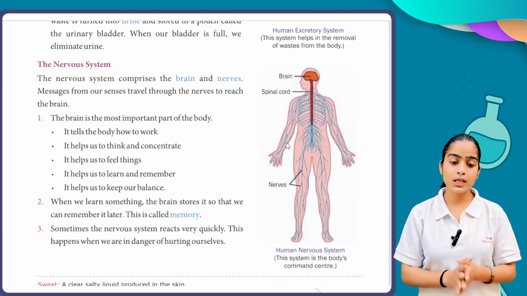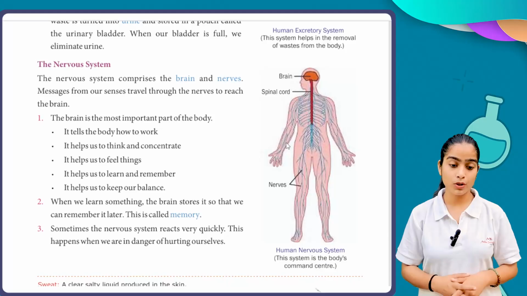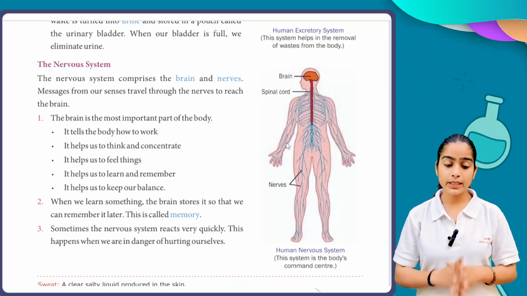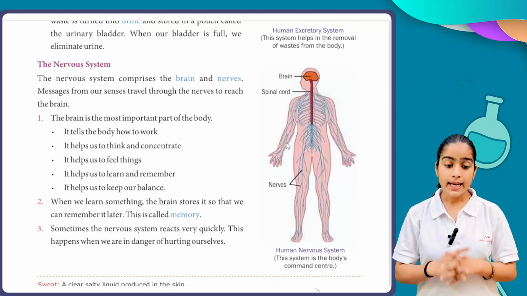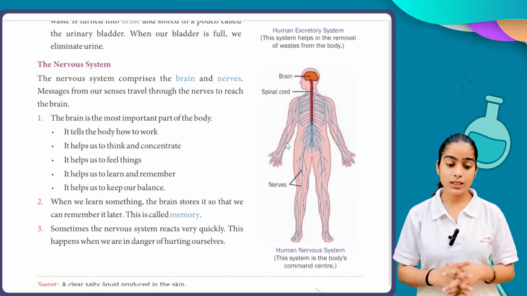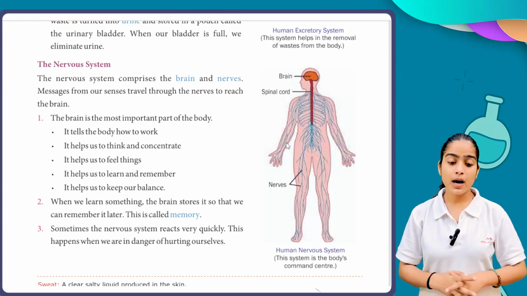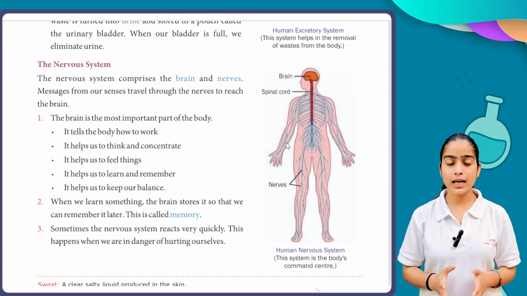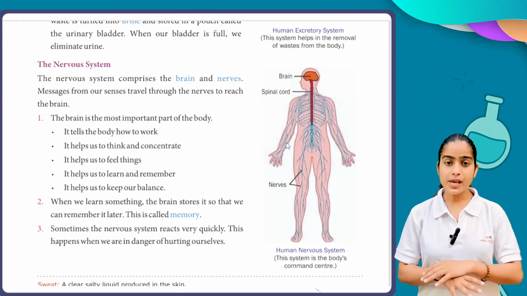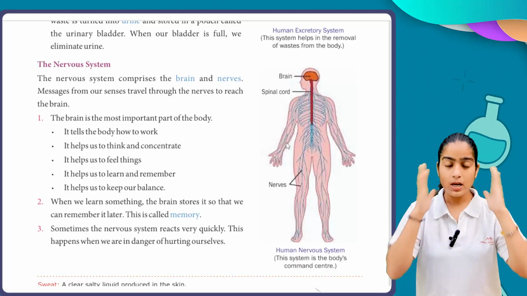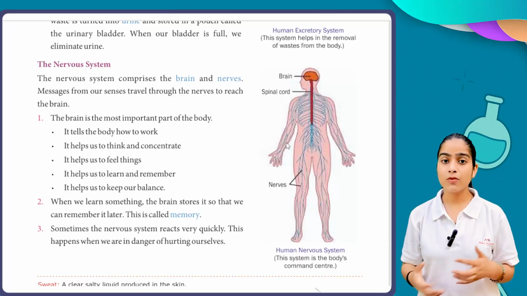First of all, the brain is the most important part of the body. It tells the body how to work. It helps us to think and concentrate. It helps us to feel things. It helps us to learn and remember. It helps us to keep our balance. So you can say that this is your CPU. We have a lot of memory, and according to our brain's messages, our sensory organs know when and where and what we have to do.